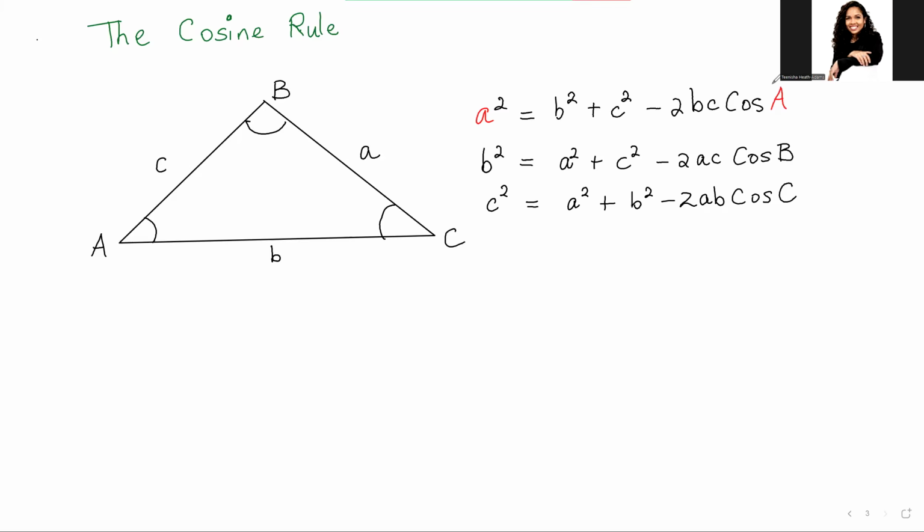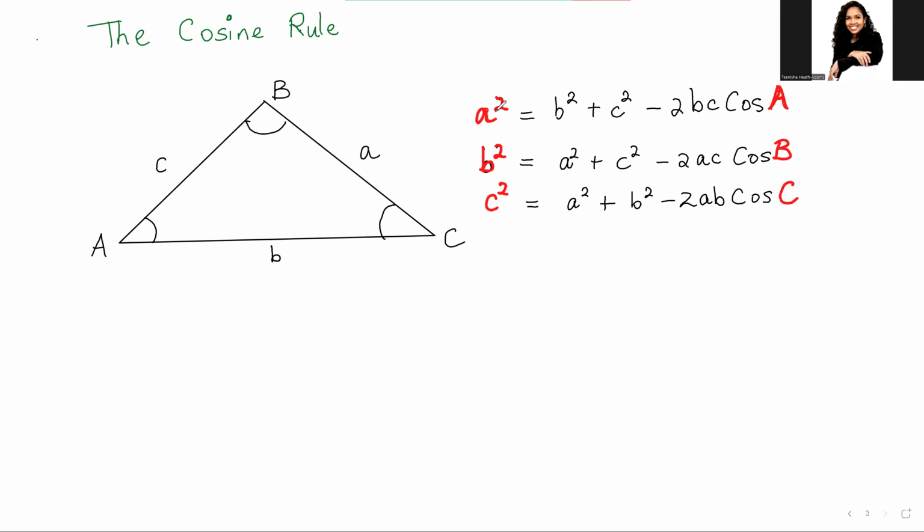This will be given to you in your list of formulae, so you don't have to try to memorize it, but it would be nice if you do. If you don't, don't worry about it. So a squared is equal to b squared plus c squared minus 2bc cos A. b squared is equal to a squared plus c squared minus 2ac cos B. And finally, c squared is equal to a squared plus b squared minus 2ab cos C.